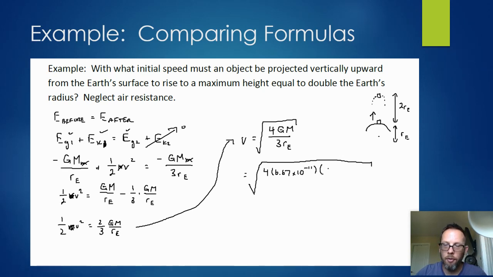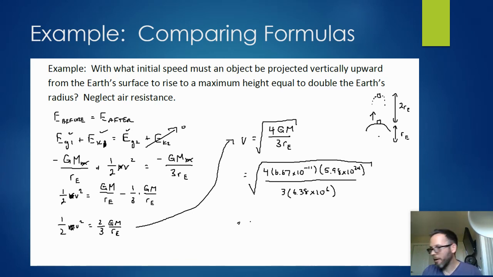And mass of Earth, do I have it memorized yet? 5.98 times 10 to the 24. 3 times 6.38 times 10 to the 6. I think those are the values. Yes, we've reached that point in the course where I've used them enough that I have them memorized. Maybe you do too. Times 5.98 times 10 to the 24, divided by 3, divided by 6.38 times 10 to the 6.